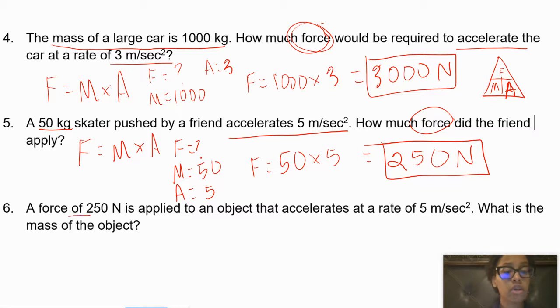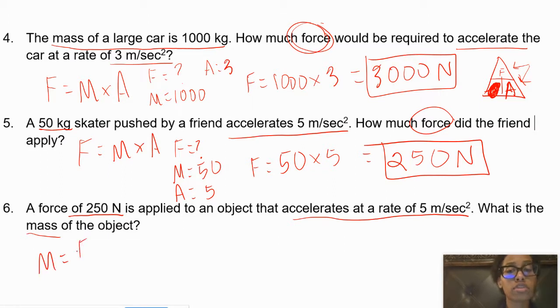And then for number 6, a force of 250 newtons is applied to an object that accelerates at a rate of 5 meters per second squared. What is the object's mass? Well, if I scratch out mass right here, I know that I need to do F over A. Okay, so I'm solving for mass now. So mass is equal to force over acceleration. My mass, I do not know. My force is 250. And then my acceleration is 5.